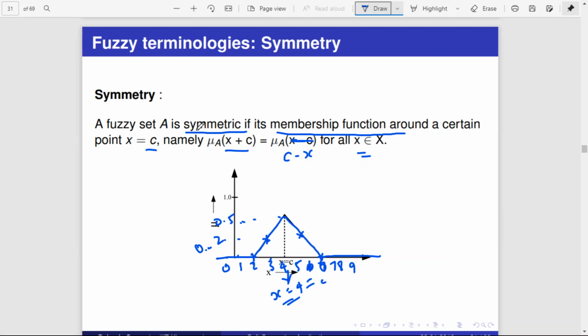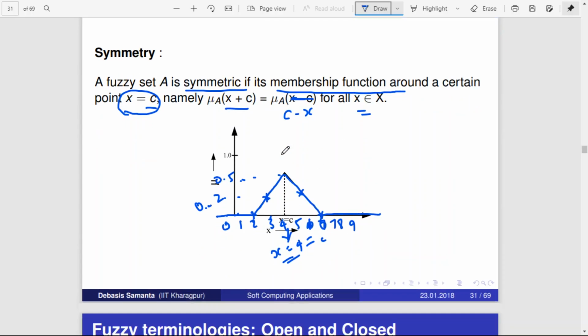Now you see this definition. A fuzzy set A is symmetric if its membership function is around a point c such that the membership function of x plus c is equal to the membership function of c minus x. In such a case, we call that membership function symmetric.